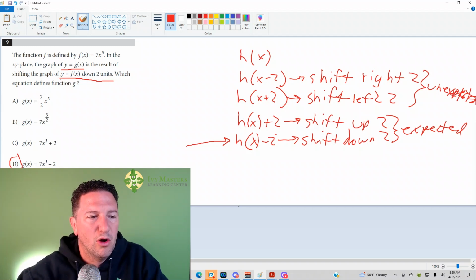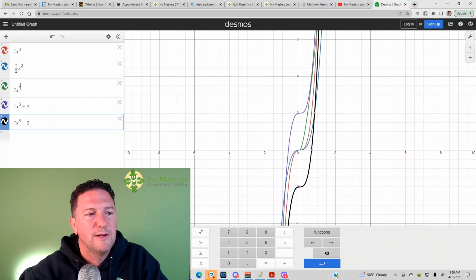You can plug all of these right into Desmos, and let's see what it looks like in Desmos. If you plug them all into Desmos, you can tell which sign is which. The first one's red, the second one's blue. The red one's the original. Answer choice A is blue, B is green, C is purple, D is black. And you can see the black one is the same as the red one, only it's 2 units down. The purple one is the same as the red one, only it's 2 units up.